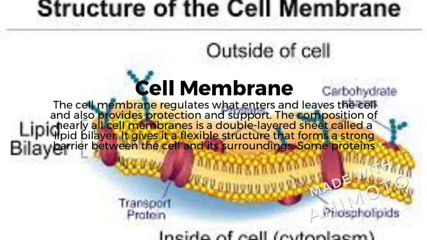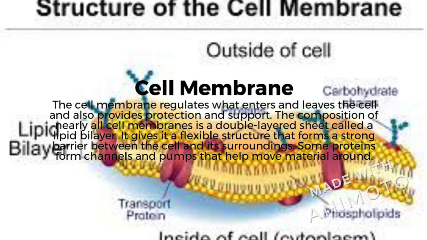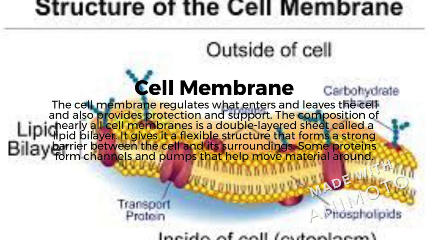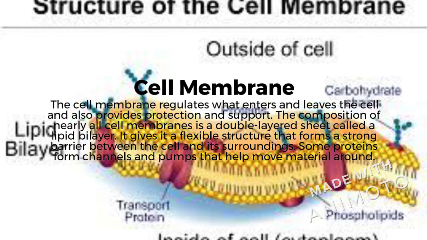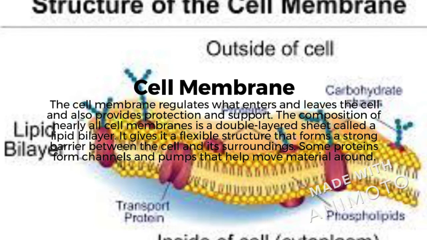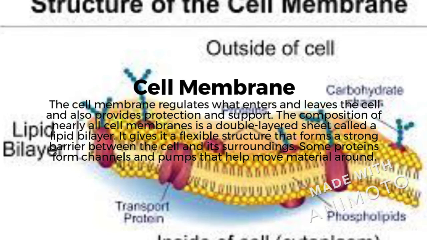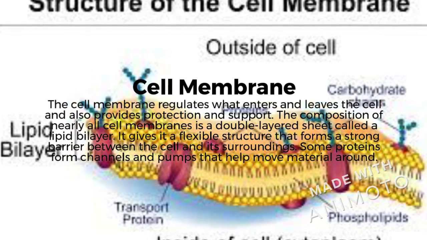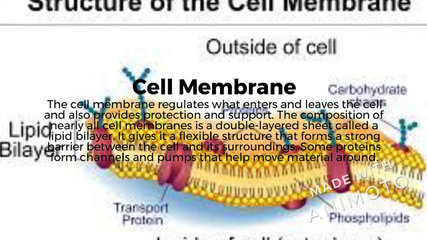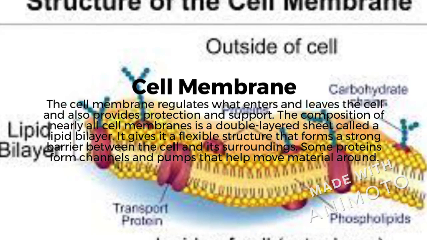Cell membrane. The cell membrane regulates what enters and leaves the cell and also provides protection and support. The composition of nearly all cell membranes is a double-layered sheet called a lipid bilayer. It gives it a flexible structure that forms a strong barrier between the cell and its surroundings. Some proteins form channels and pumps that help move material around.